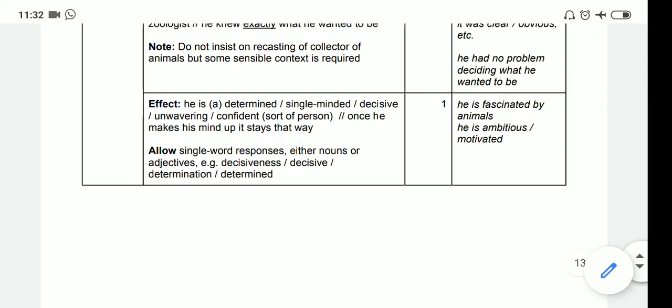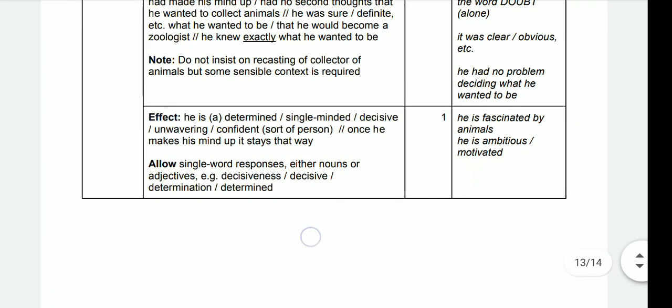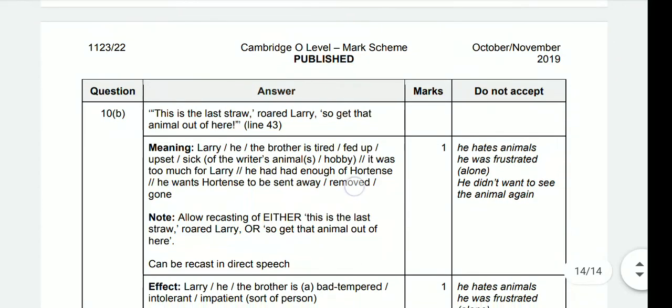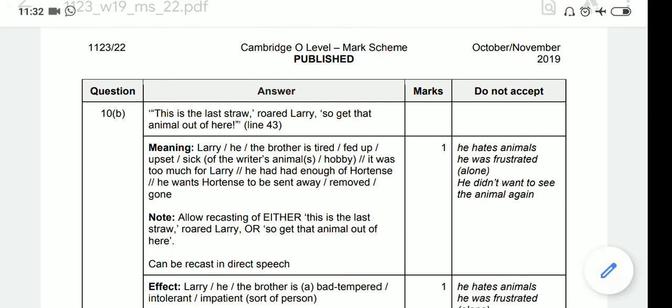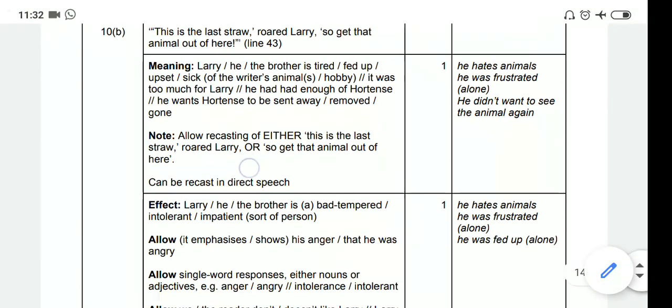And the second sentence was about the brother of the writer, which is this sentence: This is the last straw. You must have read the passage. "This is the last straw," roared Larry, "so get that animal out of here." This is the sentence, and you have to tell the meaning as well as the effect.